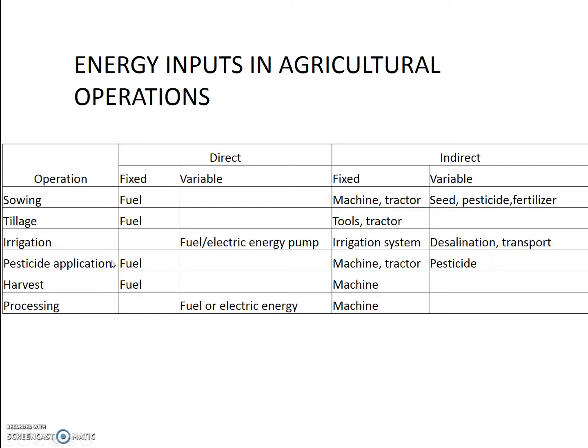For pesticide applications, we will have a direct fixed component, an indirect fixed for machine and tractor, and indirect variable for the amount of pesticides that we apply. For harvest, we have the direct fixed component and indirect fixed component for producing and maintaining the machine. The same goes for processing the yield, but in this case we will have a direct variable component that will be proportional to the amount of yield that we get.